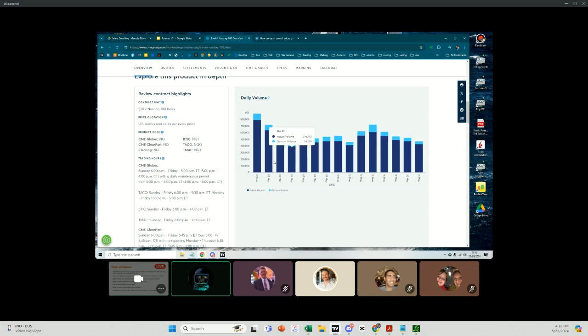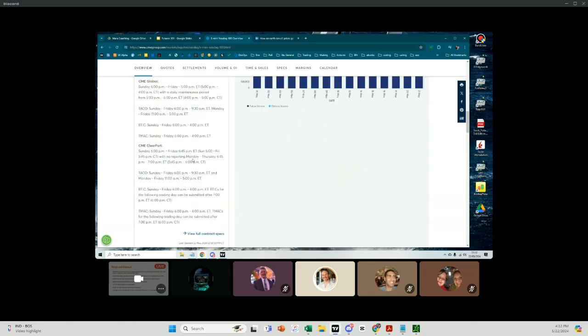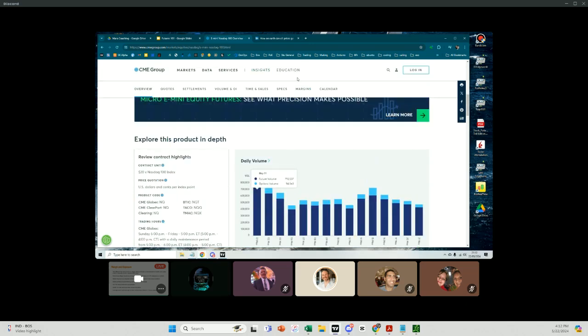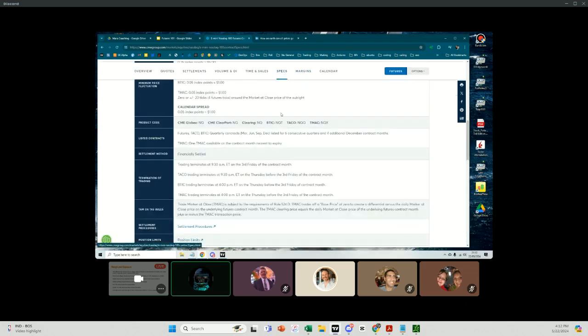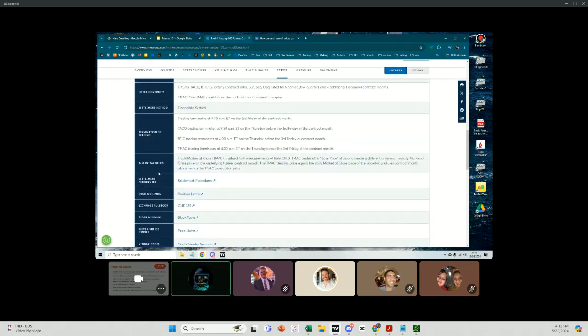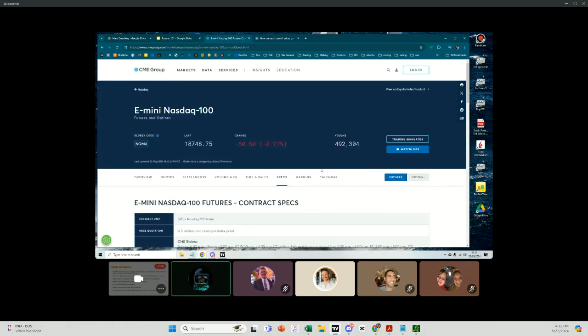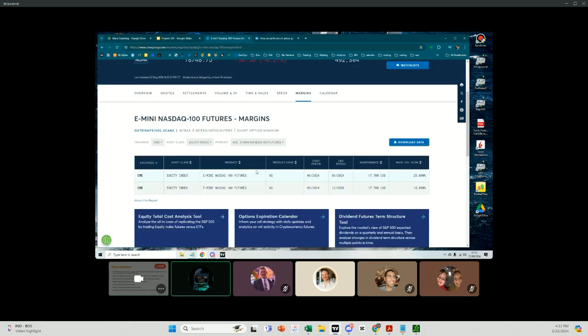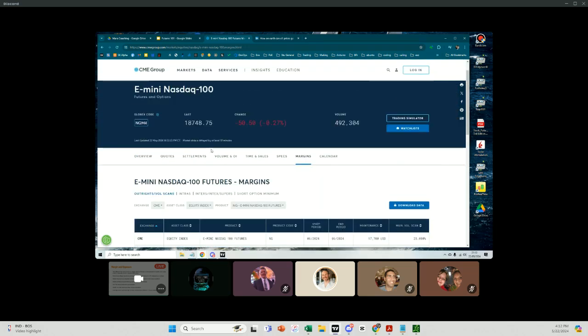You get a view of the daily volume that's going through, when all the clearing is and so on. And if you need to see the specifications of it, then you get all that stuff there with your settlement procedures and so on and so on. You can see what the margins are in terms of the exchange margins and the likes. And you can flip through any particular one of their contracts.